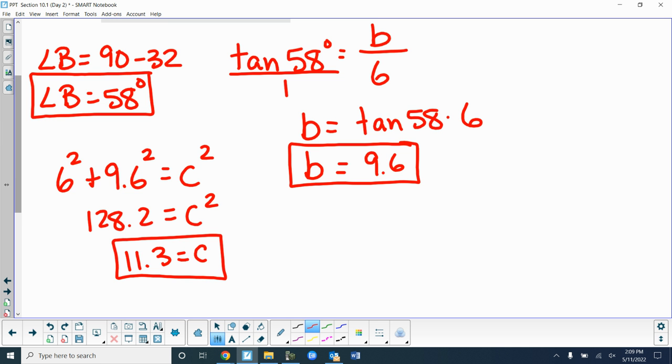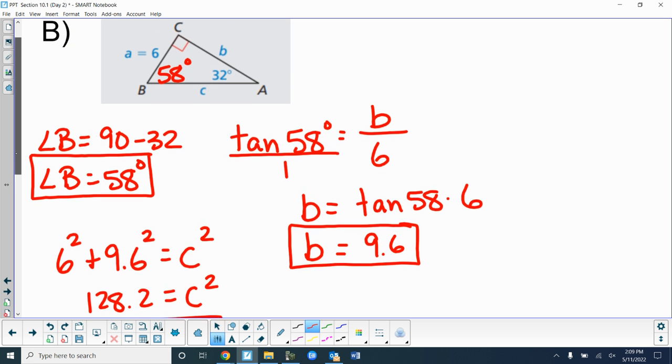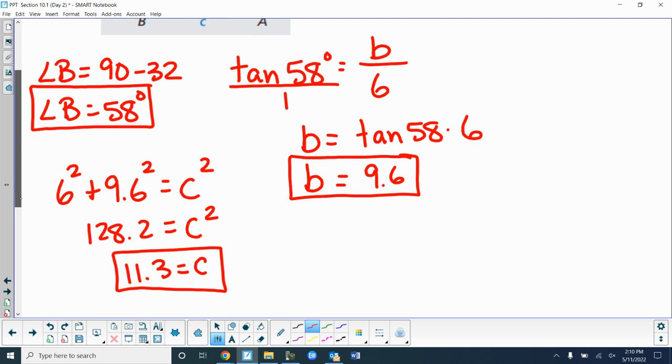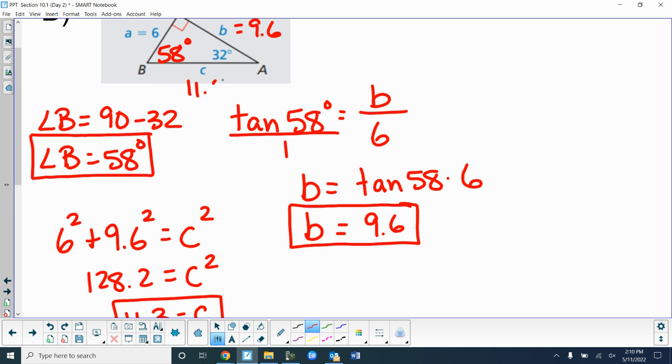So we solved that triangle as well. B was 9.6 and C 11.3. Okay, so find your angles first, and then you might have to find a side using sine, cosine, or tangent, depending what you know. Remember your SOHCAHTOA, and then use Pythagorean if you got 2 of the sides to find your missing side.